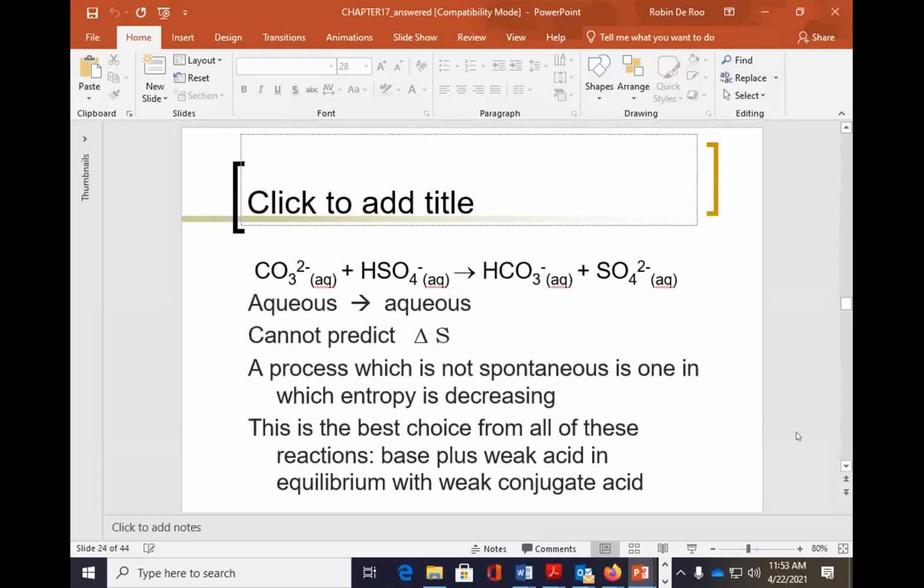And then we get to this one. You can't predict the entropy, but it's the best choice because we know everything else is good. Because this is a weak acid in equilibrium with a weak conjugate acid, and we got a weak base. So since all the other ones are going to want to go according to Le Chatelier and the driving force of reactions, this would be our option. Although technically we know this would be an equilibrium, because it's weak and weak.